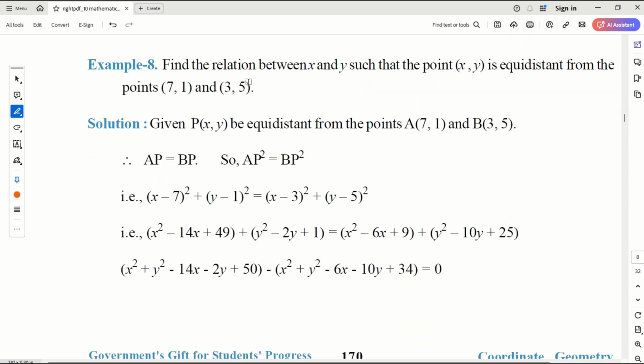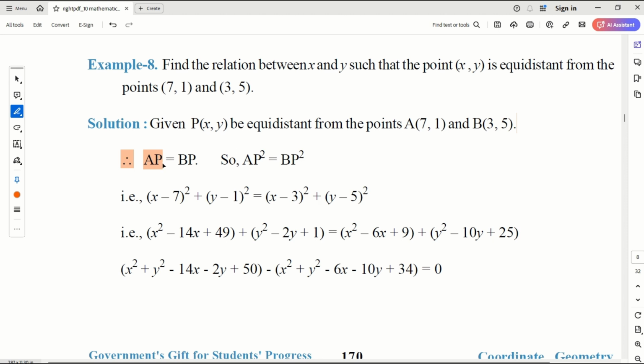Now, another type of problem is: find the relation between x and y such that the point (x, y) is equidistant from the points (7, 1) and (3, 5). You have (7, 1) at one place and (3, 5) at another, and if (x, y) is equidistant, it will be a perpendicular bisector line equation, correct? So how do you find it? Any point on that line will be equidistant from both of the points.